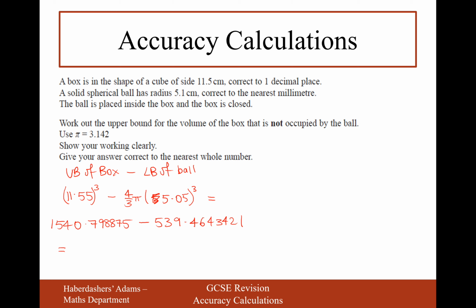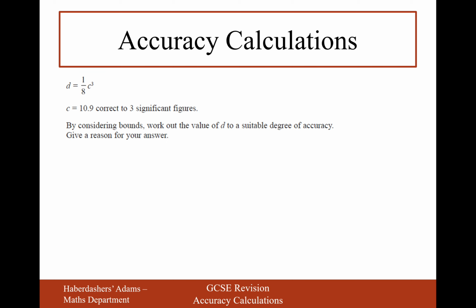1540.798875, take away the answer value. And the answer there is 1001 centimeters cubed. And there we are, that's the answer to the question, to the nearest whole number. Let's move on to the next one, pause the video and give this one a go.